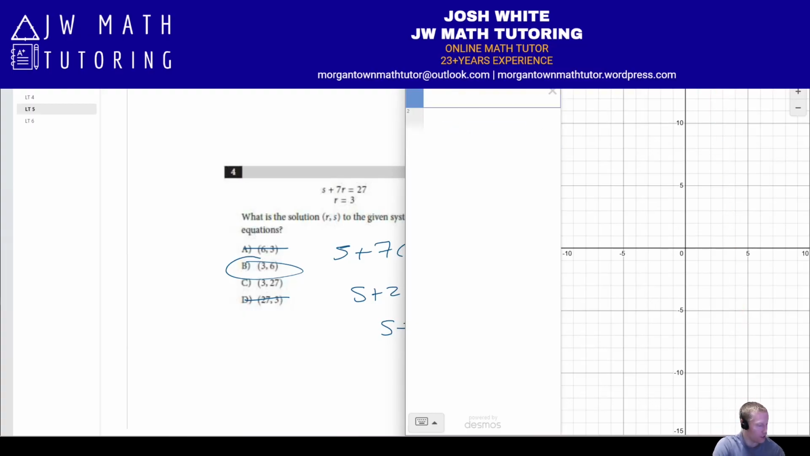Just so you know, too, if you instead wanted to do this using regression, you could keep the R and S, and you could do something like this. And then right here it tells you R is 3, S is 6. So if you want to do regression, then you don't have to replace R and S with X and Y. If you want more information on how to do this, of course, check out my Ultimate Desmos Guide to Digital SAT Math playlist.